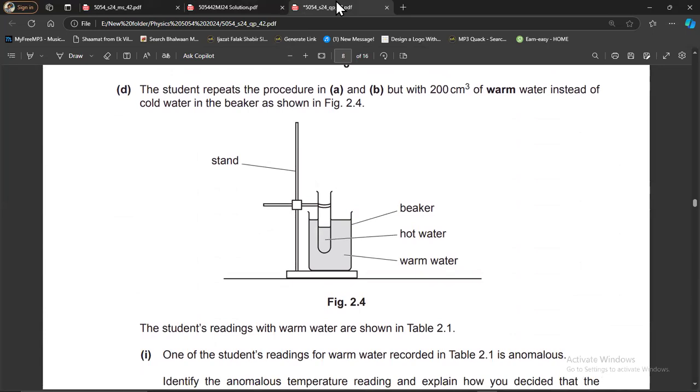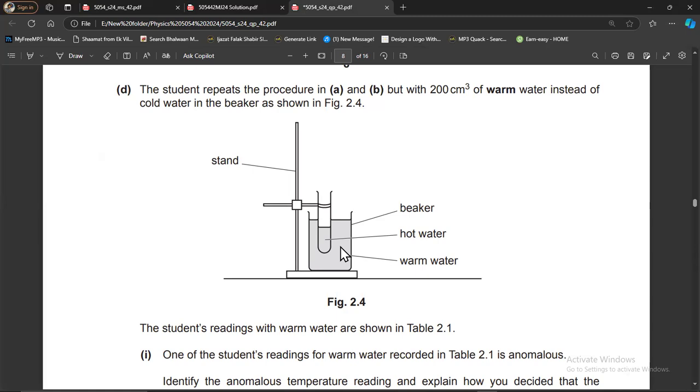The student repeats the procedure in A and B, but with 200 centimeter cube of the warm water instead of the cold water in the beaker as shown in figure 2.4. In my first part, in this bigger beaker, they have put cold water. Now they have put warm water here. The test tube has the hot water, but this beaker now contains warm water. In the first portion, that beaker has cold water. This is the change they have brought.